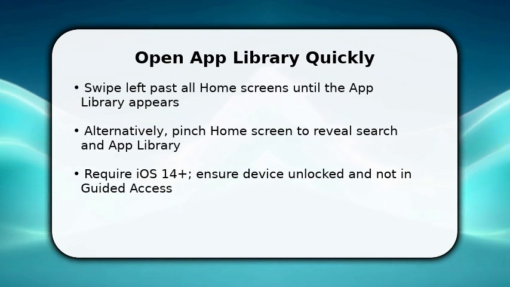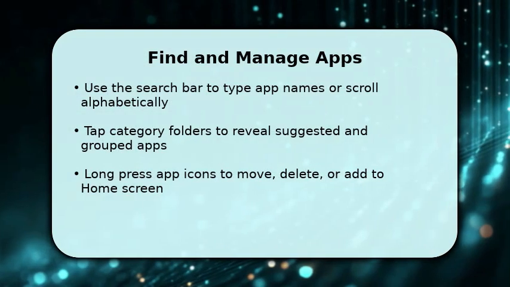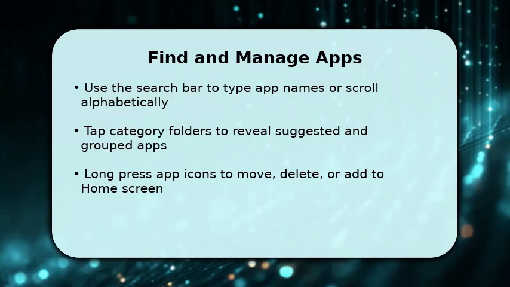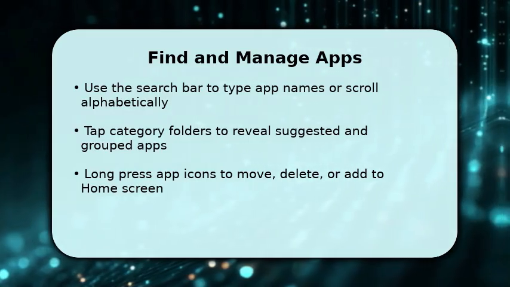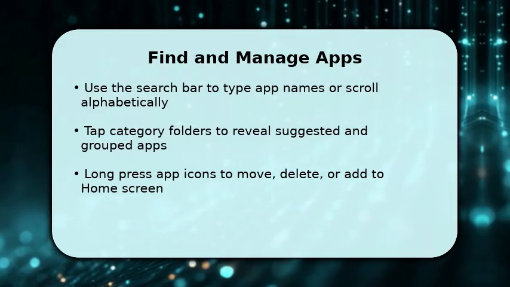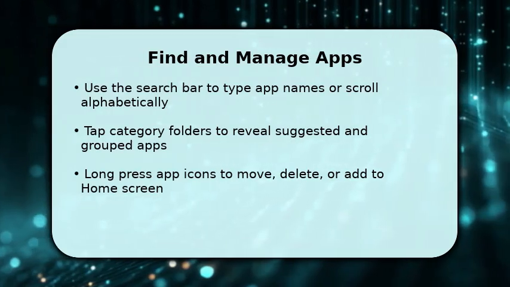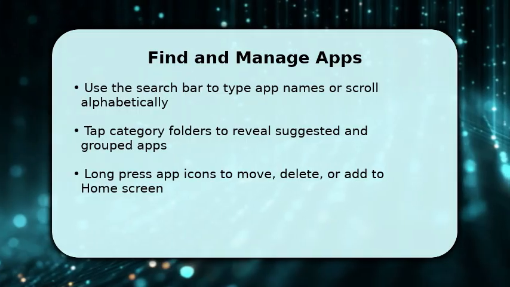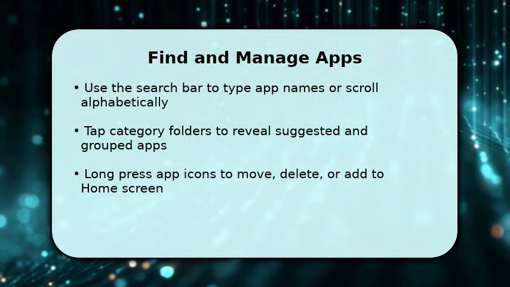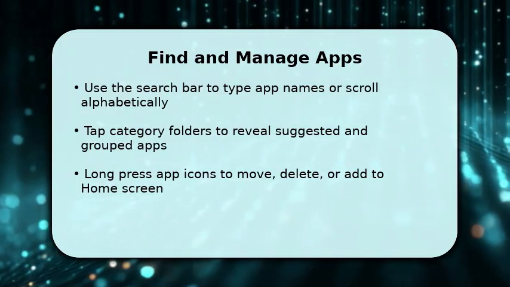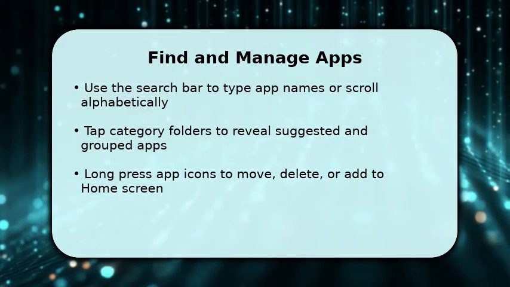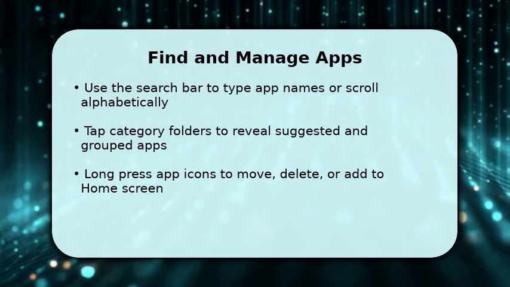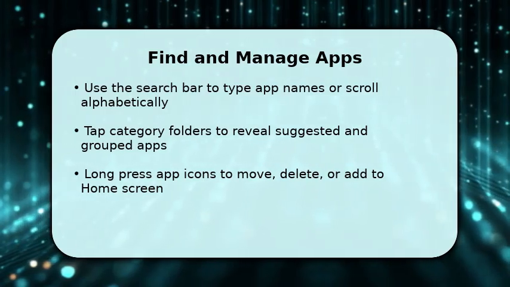Once inside the app library, you have several ways to find apps. Type the app name in the search bar at the top for immediate results, or tap a category folder to reveal grouped suggestions and frequently used apps. If you need a full list, tap the A to Z index or drag down to show alphabetical view. When you locate an app, long press its icon to access actions like add to home screen, delete app, or drag to organize. This saves time and reduces home screen clutter.